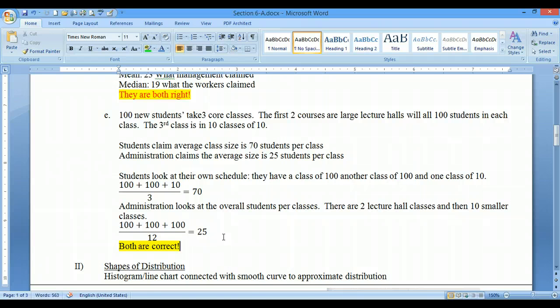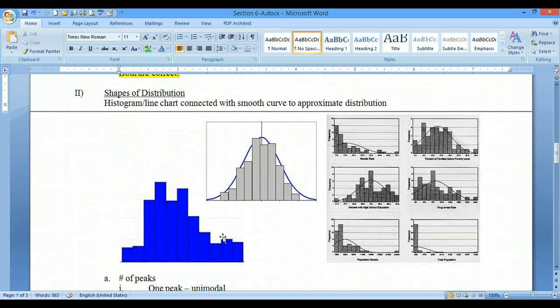Number 2, shapes of distribution. A histogram or a line chart can be connected with a smooth curve to approximate the distribution. So here's my first histogram, and we just kind of approximate by making it a nice smooth line. This is different than what we did previously, which was stating that the histogram and the line chart are the same. This is finding the shape of what the information is giving us.